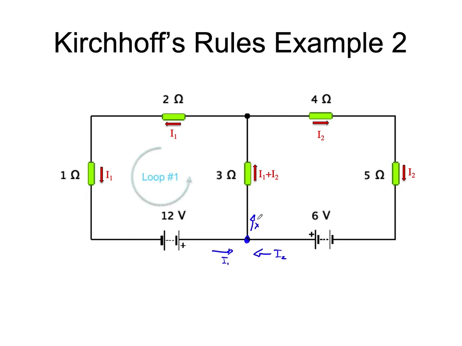Now solving it, I'm going to choose loop 1 going counterclockwise. Why? Because most of these currents are going counterclockwise, which makes life easier. And for loop 2, I'm going to say it's going clockwise. Why? Because everything's going clockwise around it.